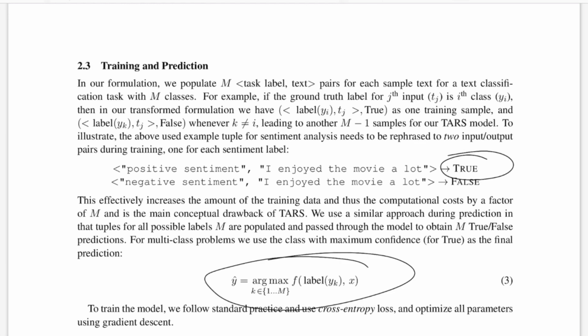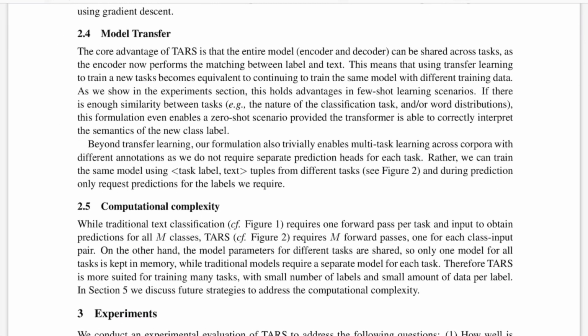So in this equation, as you can see, X is common, which is this text. Let's say, I enjoyed the movie a lot. Whereas the Y label is going to change, because the number of unique labels that you have will determine the number of samples that you want to generate for a single unique X. Which in our case, if M is equal to 2, then you'll have 2 samples per X.